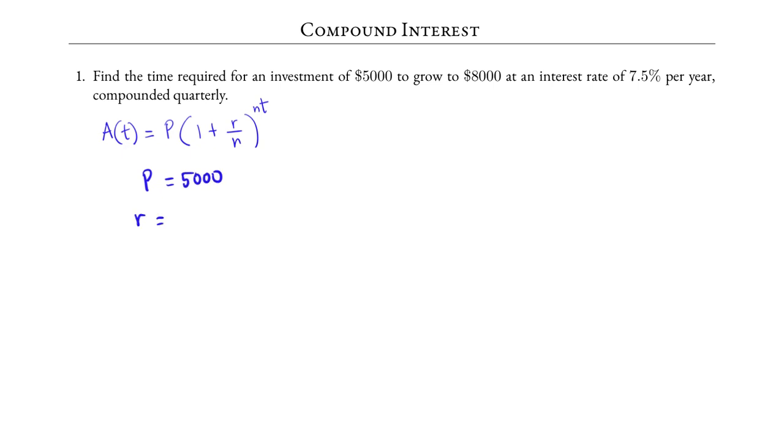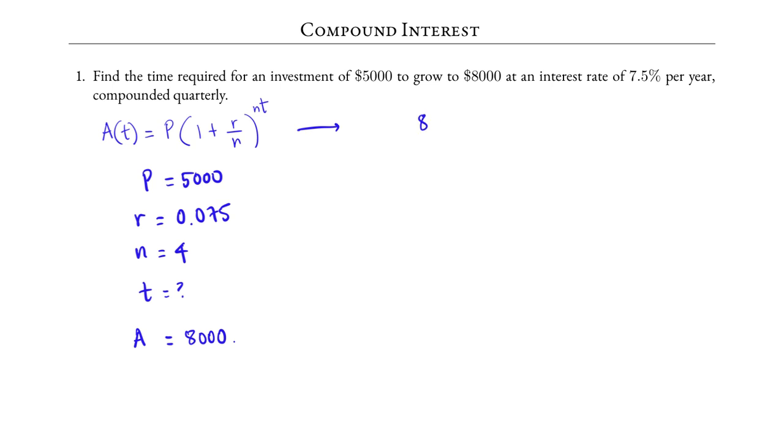The rate is 7.5%, or 0.075. It has to be in decimal, not as a percentage. Compounded quarterly, so n is 4. We don't know what the time t is, that's what we're looking for, but whatever the time is, the amount after that number of years has to be $8,000.